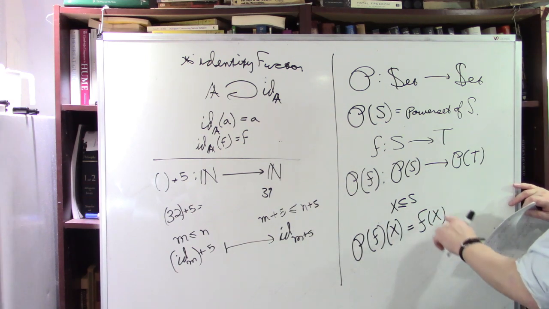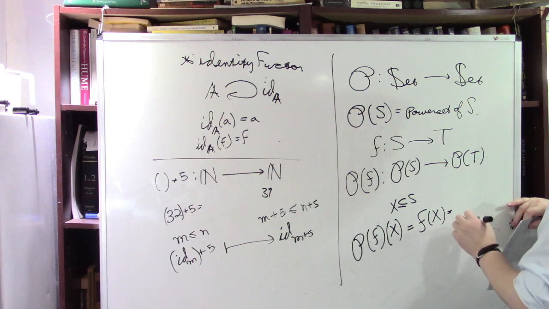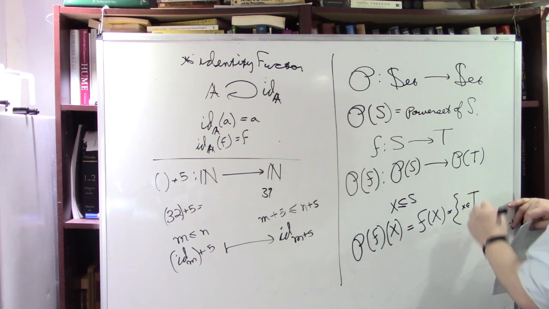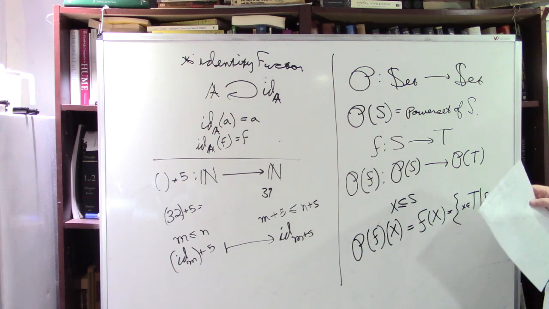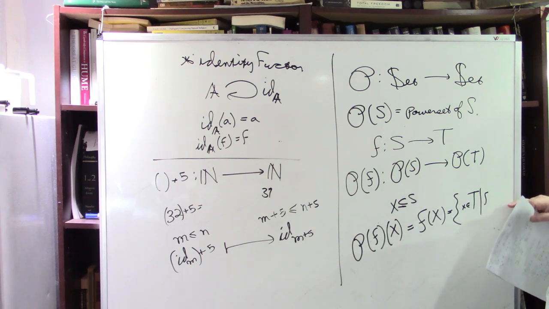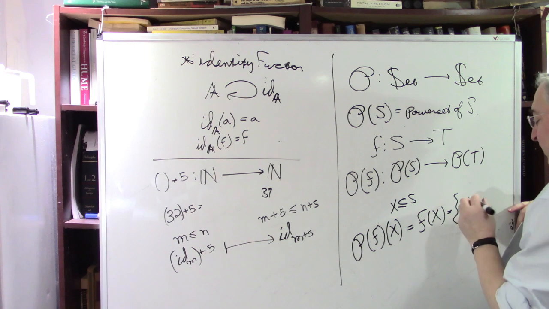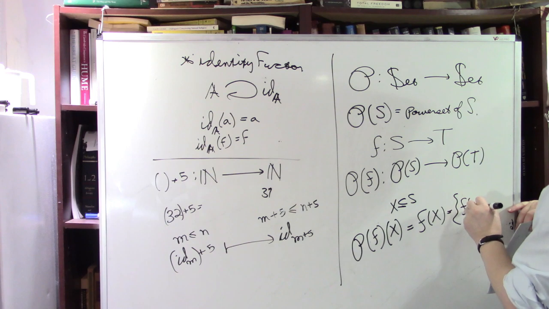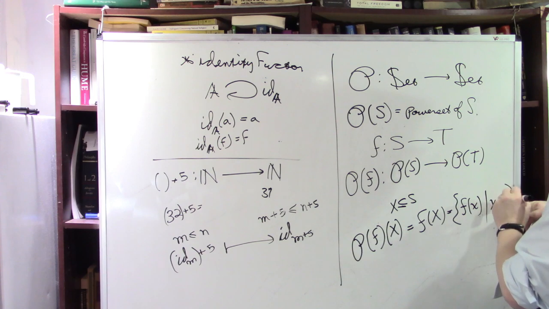Namely, those things, this is the set of x members of T such that... no, sorry, let's write it a different way. It's equal to the set of little f of x's, such that little x is a member of S.